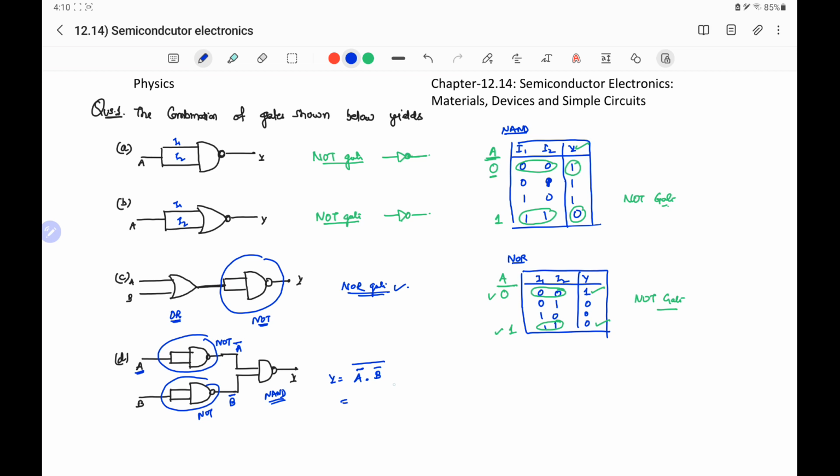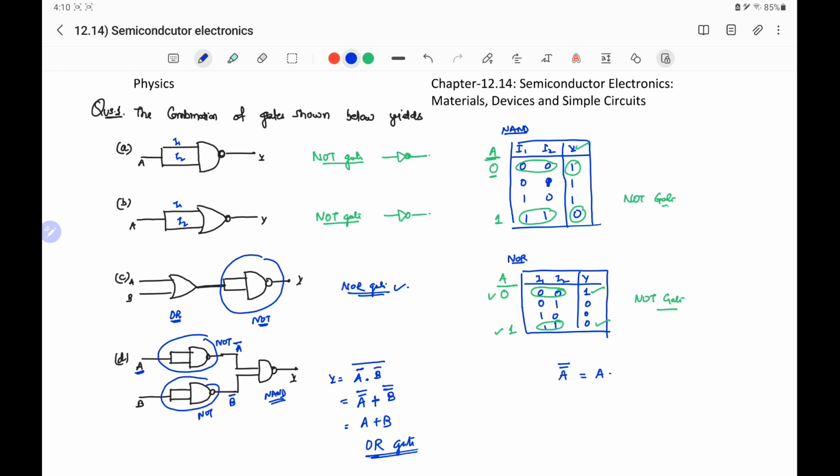This will be equal to, using De Morgan's theorem, complement of A, and this dot symbol changes into plus or the OR, and then complement of B, whole complement. And we know that complement of complement will give simply the A. So it will be equal to A or B. So the circuit represents the OR gate.